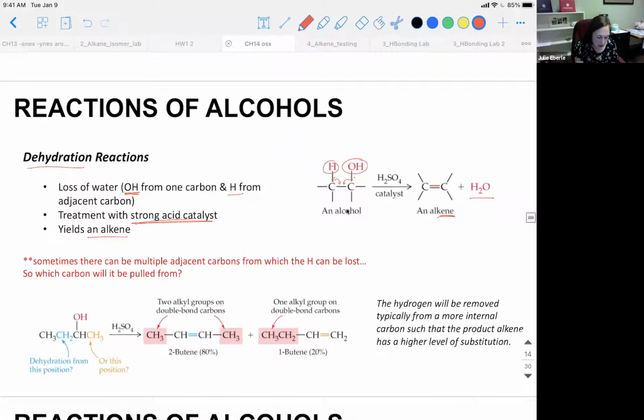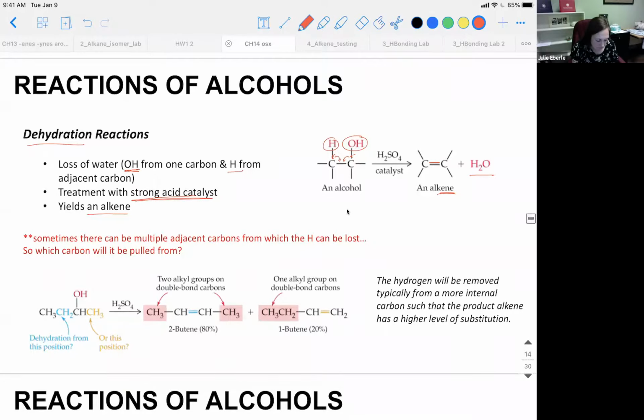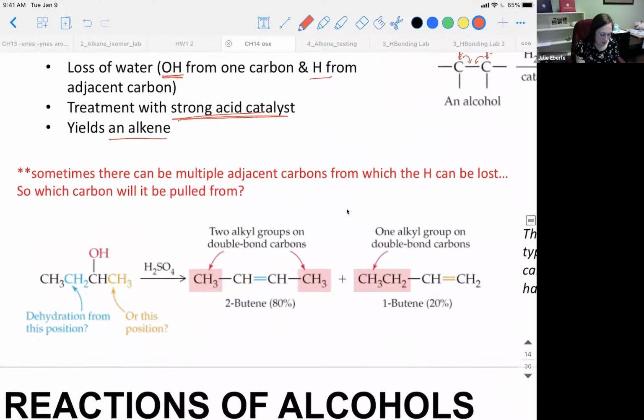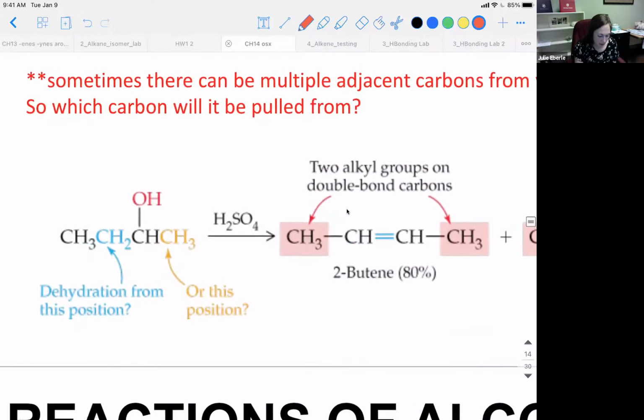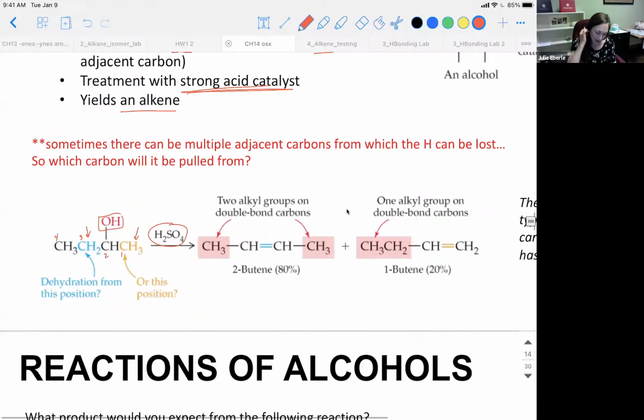Now, sometimes there can be multiple adjacent carbons from which the H can be lost. And I wish I didn't, but I do need to go over this. So let's look at this alcohol right here. We've got 2-butanol. So this is carbon 1, carbon 2, carbon 3, and carbon 4. And we've got our strong acid catalyst. So we're going to take this OH group off, but the question is, is the hydrogen going to come off of carbon 1 or is it going to come off of carbon 3? And you're like, who gives a rip? Organic chemists give a rip.